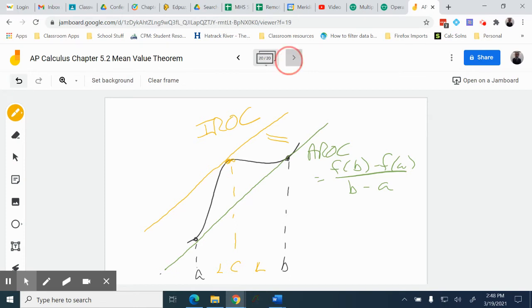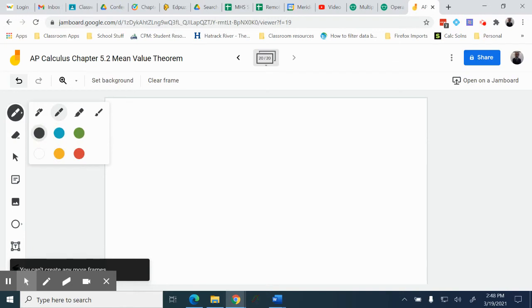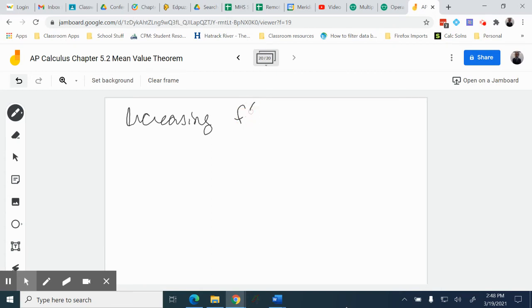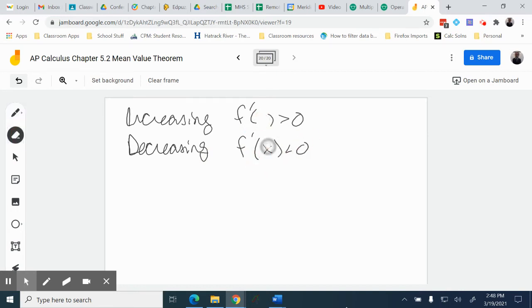All right, increasing functions. Definition, increasing function, f prime of x greater than 0. Decreasing function, f prime of x less than 0. And one could modify this and say that in the interval it is increasing if at c the derivative is greater than 0, and it is decreasing if at c the derivative is less than 0.